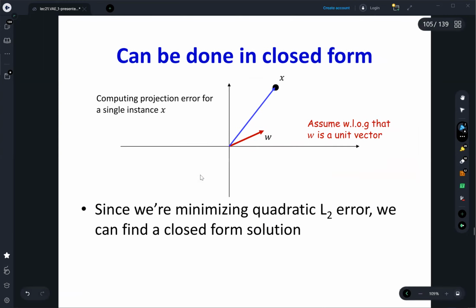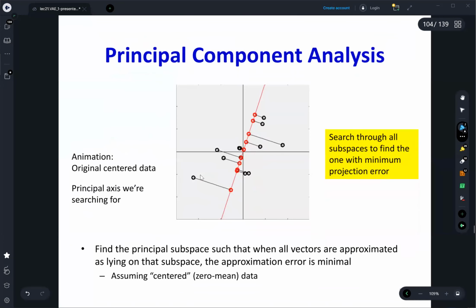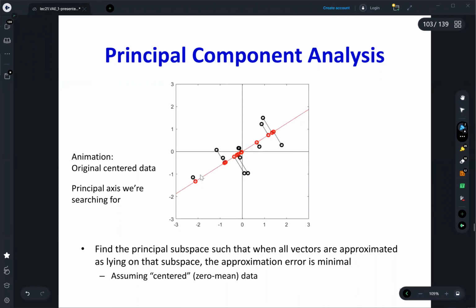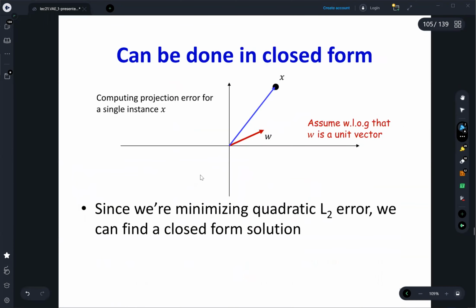If you can search through all possible lines, and so this line, clearly the total error is much greater. For this line, the total error is much smaller. So you search through all possible lines till you find the specific line for which the total error is minimized, and that's going to be your principal subspace. And you can do this in closed form.